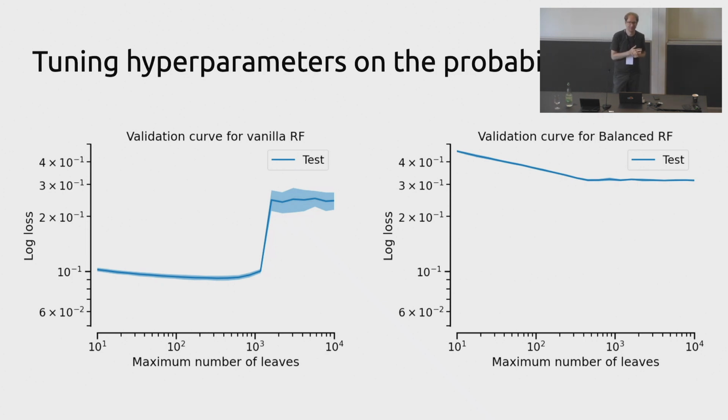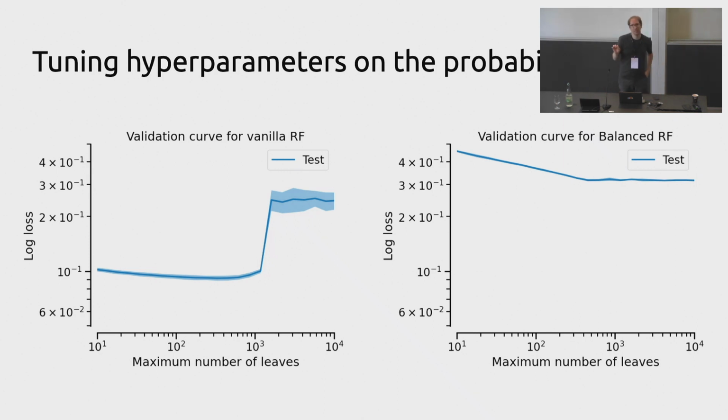Hi, thanks for the presentation. If you had started the comparison using the log loss instead of the balanced accuracy, would you still have needed to do the tuning that you did based on the threshold?